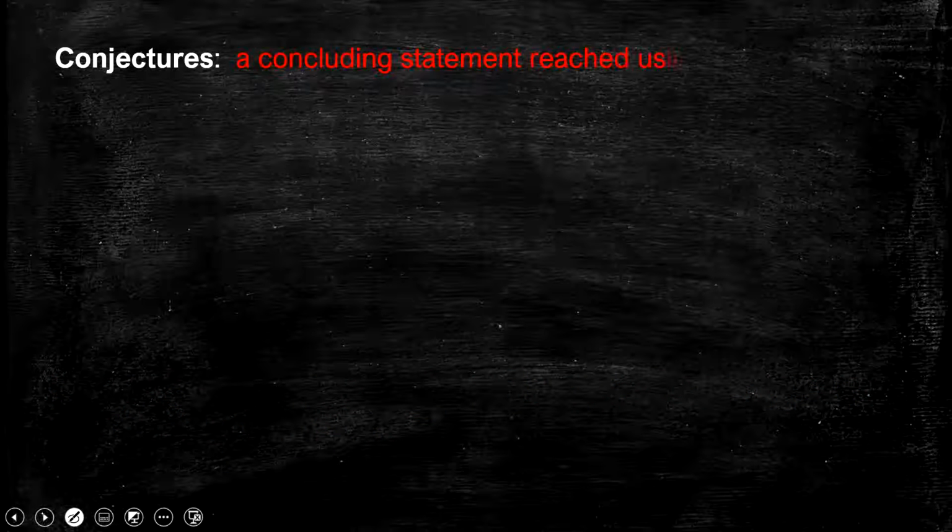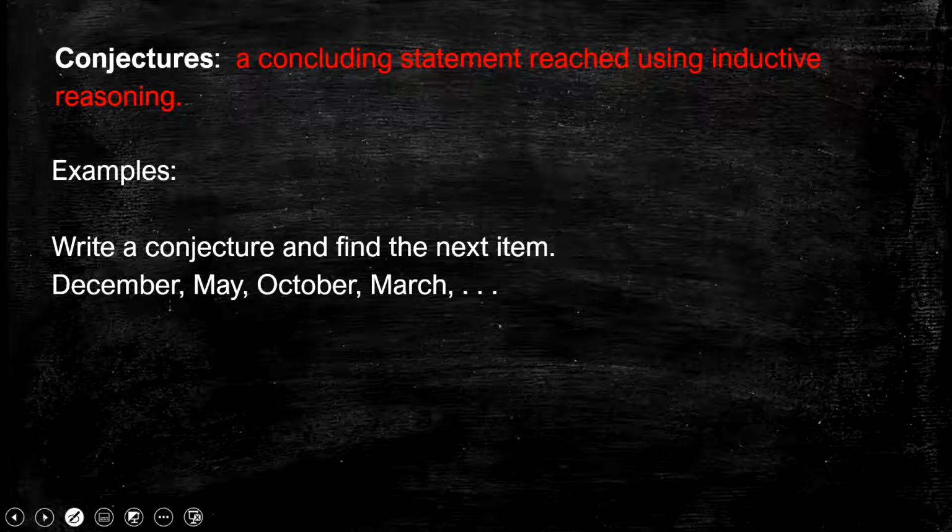Another example, or conjecture, sorry, we go to the conjecture. The conjecture is the statement we make at the end, where in that last example, we decided that the movie was going to be at 1:30 based on the inductive reasoning we used to find out that everything was an hour and 15 minutes. Here's another example where we're looking at a list of months. We have December, May, October, March, not in the order that we expect, but now we got to figure out what are they trying to tell us.